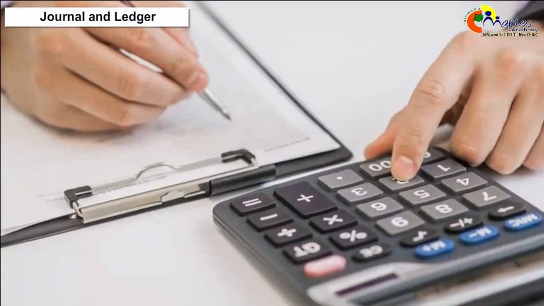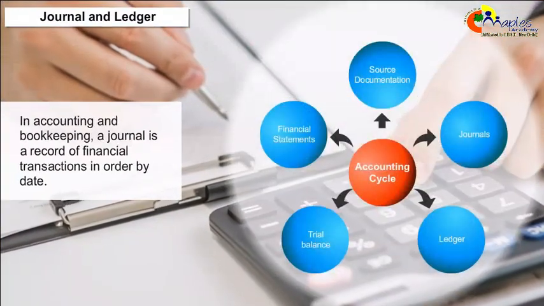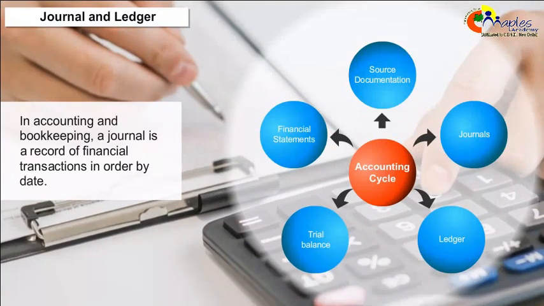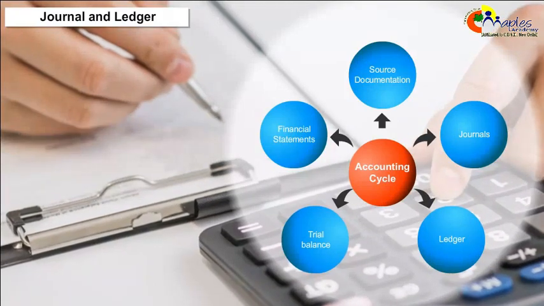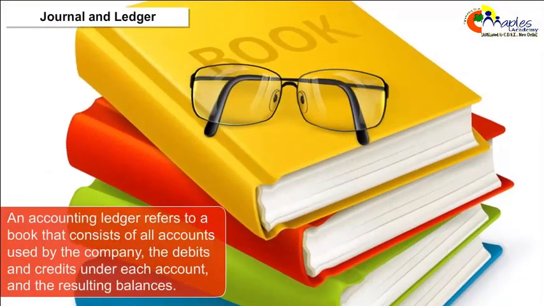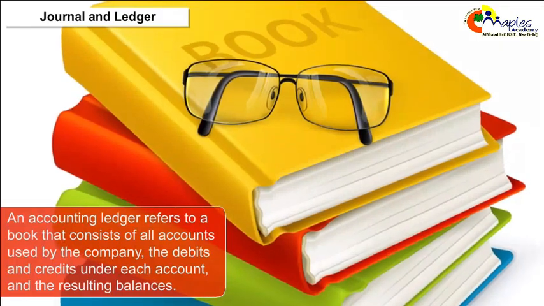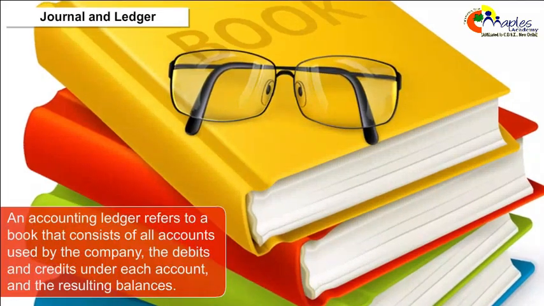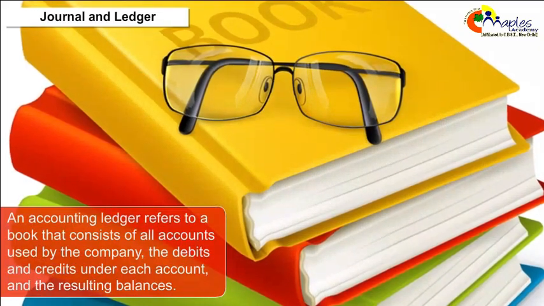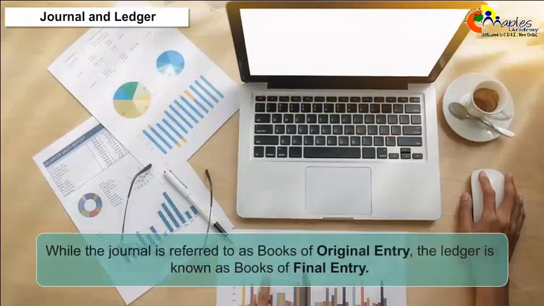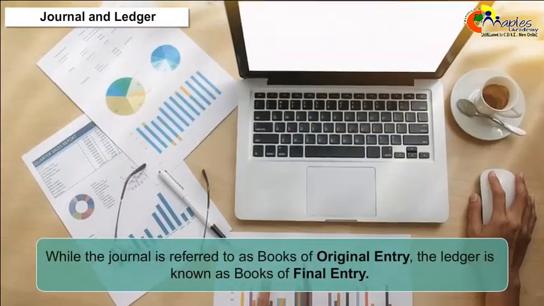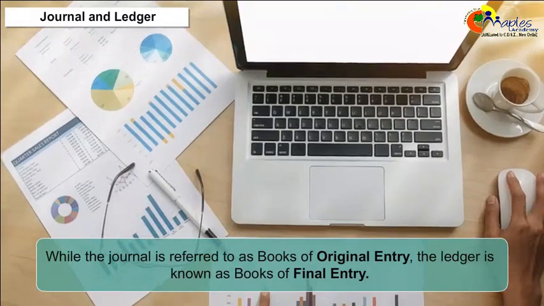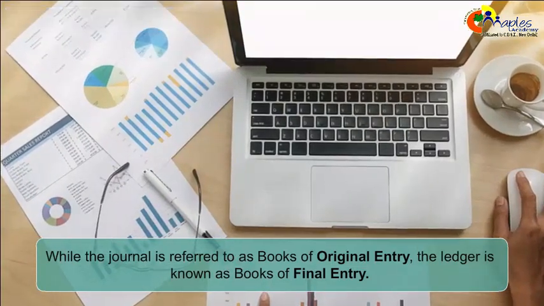Journal and ledger. In accounting and bookkeeping, a journal is a record of financial transactions in order by date. An accounting ledger refers to a book that consists of all accounts used by the company, the debits and credits under each account, and the resulting balances. While the journal is referred to as books of original entry, the ledger is known as books of final entry.